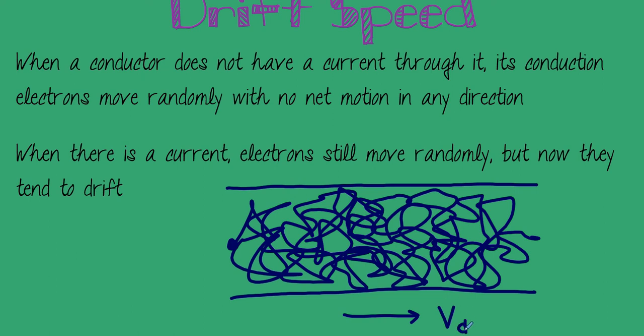We'll call that V sub D. And while it's moving relatively fast, as a matter of fact, electrons in conductors typically move on the order of 10 to the 6th meters per second, so quite fast. Their drift velocity is actually quite small, maybe only a few meters per second or even smaller.